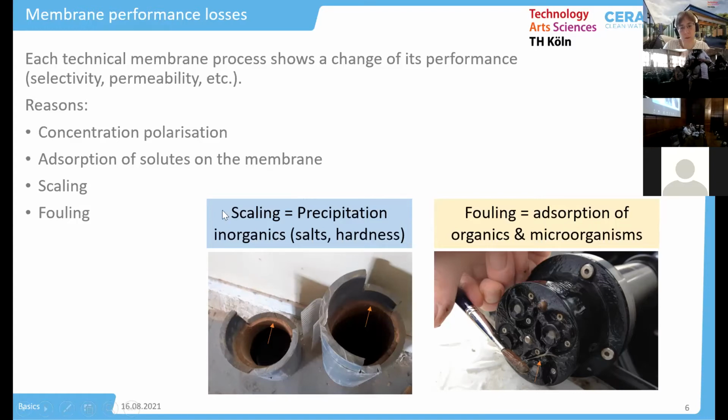Just to give you an insight into what is happening inside the membrane. When we're talking about scaling, scaling is a precipitation of inorganics, salts and hardness, and you see here inside the pipes that scaling occurred. And this is the same thing that happens inside the small channels of the membrane. Fouling is the adsorption of organics and microorganisms inside or on the membrane. Mainly this happens on the membrane. You see here this biofilm on a sensor, and this is happening on a membrane, and then water cannot move through the membrane anymore. And you need strategies to control this fouling, to have high performance of your membrane.